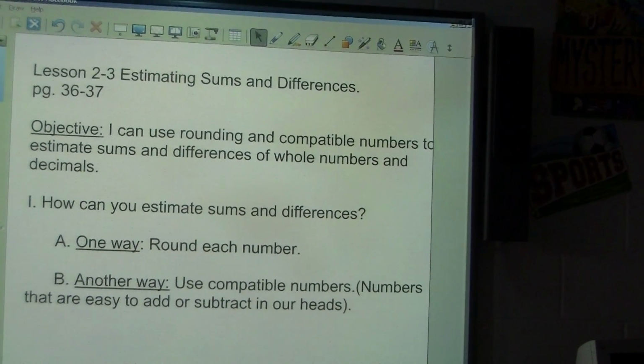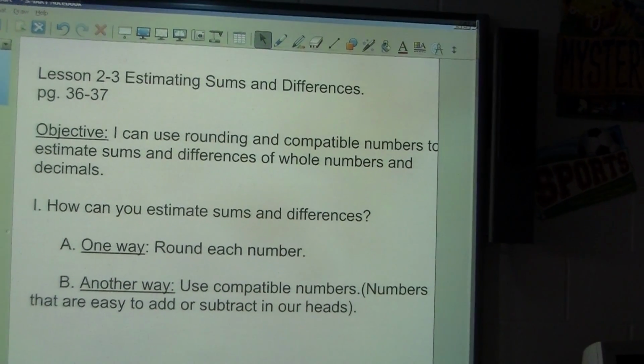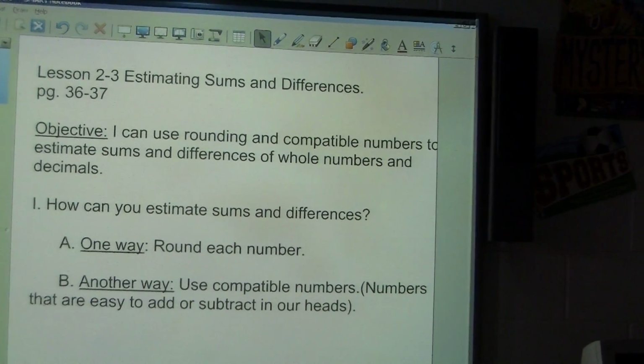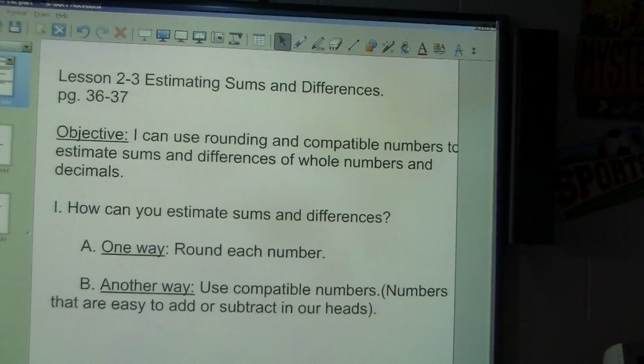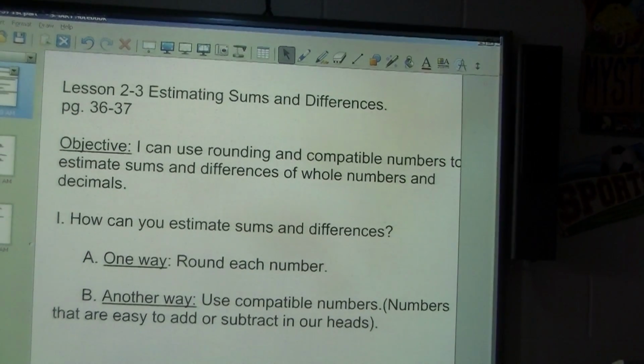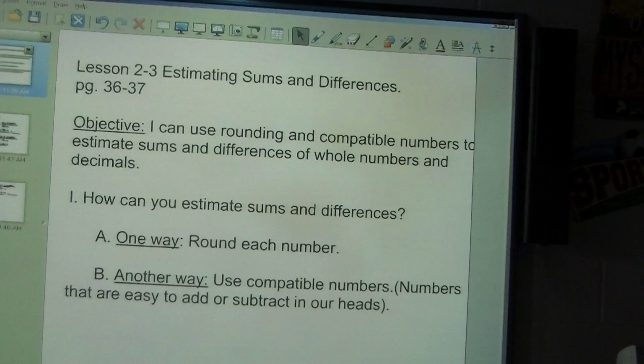And you do that by looking back at your examples and seeing which numbers were closer to the actual numbers you started with. So for number 1 there, it would have been the first way with rounding because you came up with 9. Okay, and the rounded numbers there are closer to the original numbers than the compatible numbers.